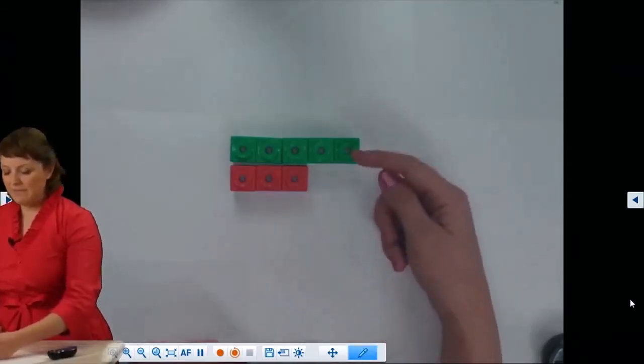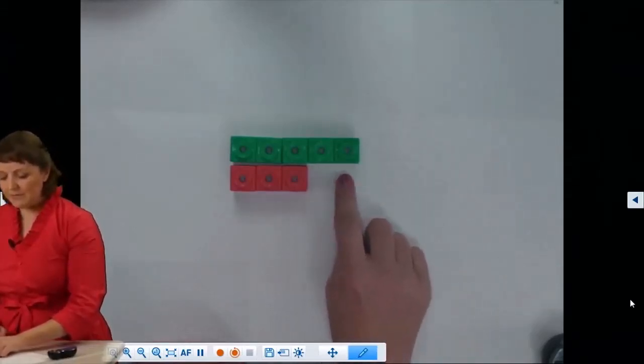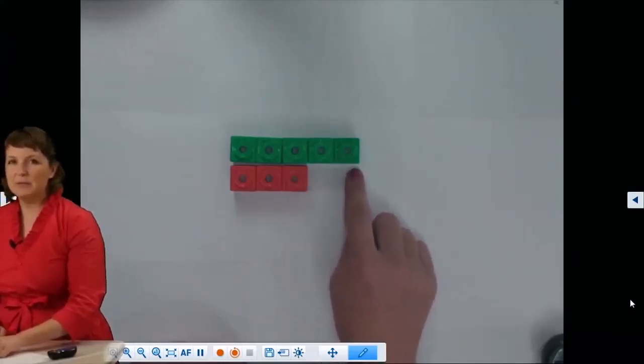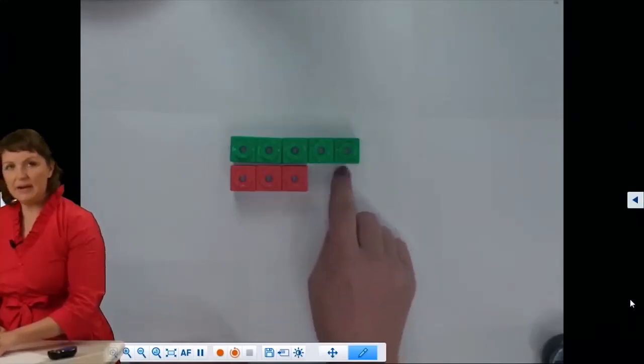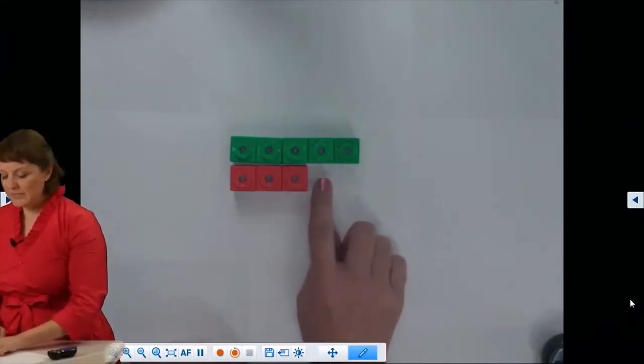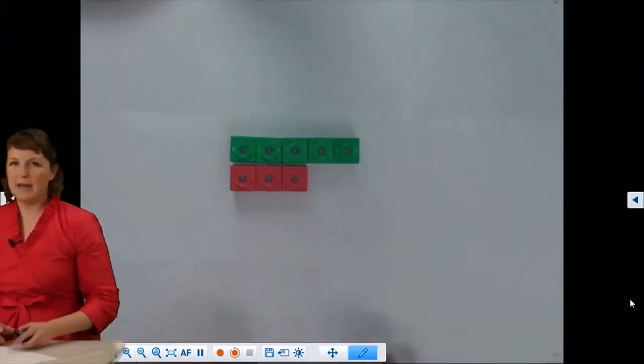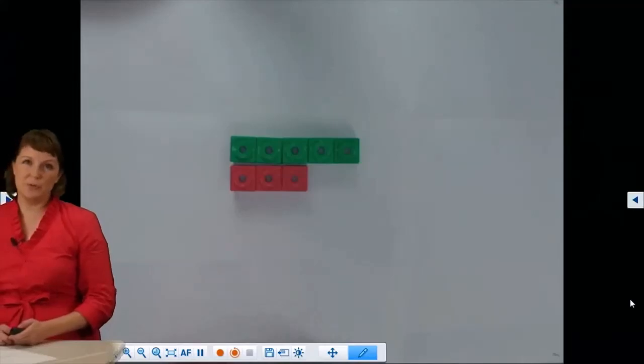And this time, 5 minus 3, I want to figure out the difference or compare the difference between these sets. And it's this area right here. So what is the difference between these sets? It's 1, 2 cubes. So 5 minus 3 equals 2.